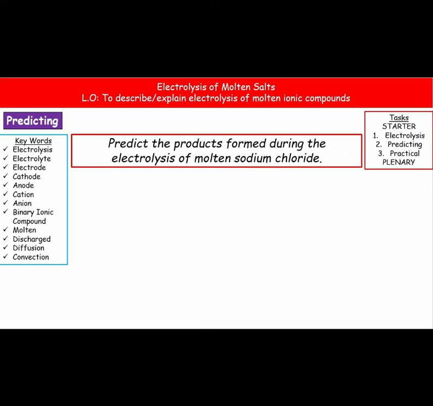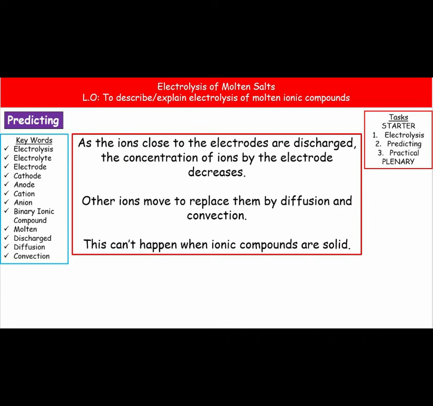Let's check your answers then. Hopefully you've got written down sodium and chlorine. So those are our 2 products that we make there. The last thing we really need to consider then is what happens in terms of movement of ions.